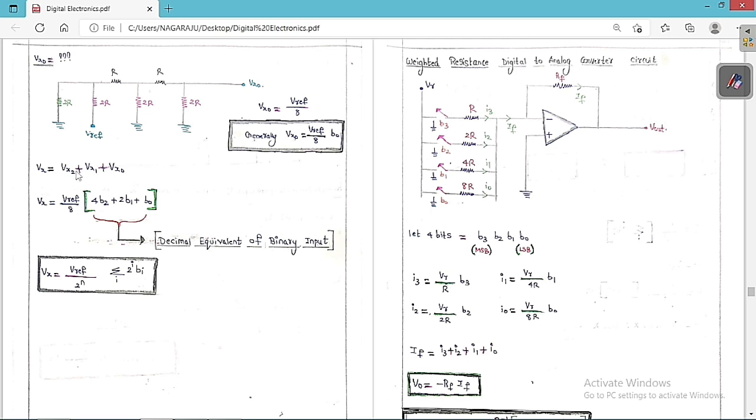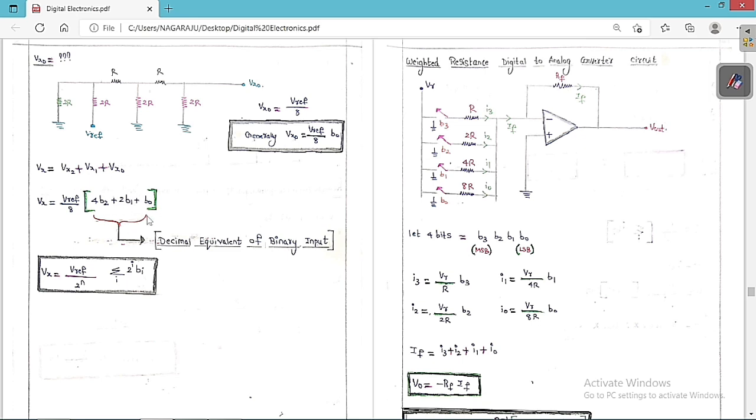The net voltage is the voltage due to only switch B2 being on, plus the voltage due to only switch B1 being on, plus the voltage due to only switch B0 being on. So we do it with the help of the superposition principle. If we add everything, we get the net voltage Vx. We know the value of Vx2, Vx1 and Vx0, so substitute the general expressions and simplify, and finally we get V reference by 8 into 4b2 plus 2b1 plus b0.